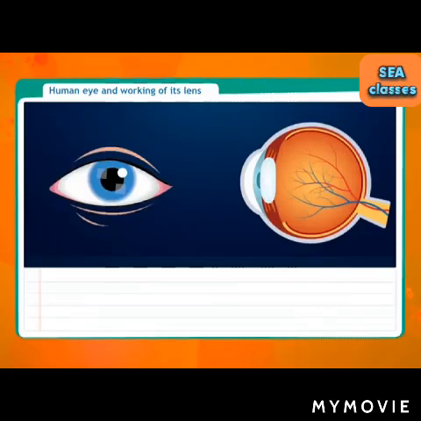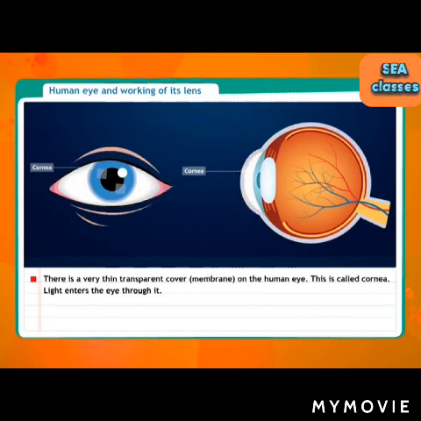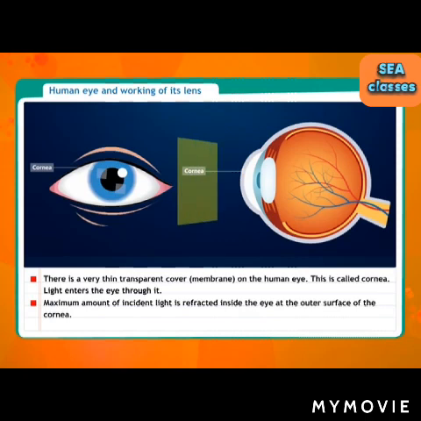Human eye and working of its lenses. There is a very thin transparent cover membrane on the human eye. This is called cornea. Light enters the eye through it. Maximum amount of incident light is refracted inside the eye at the outer surface of cornea.